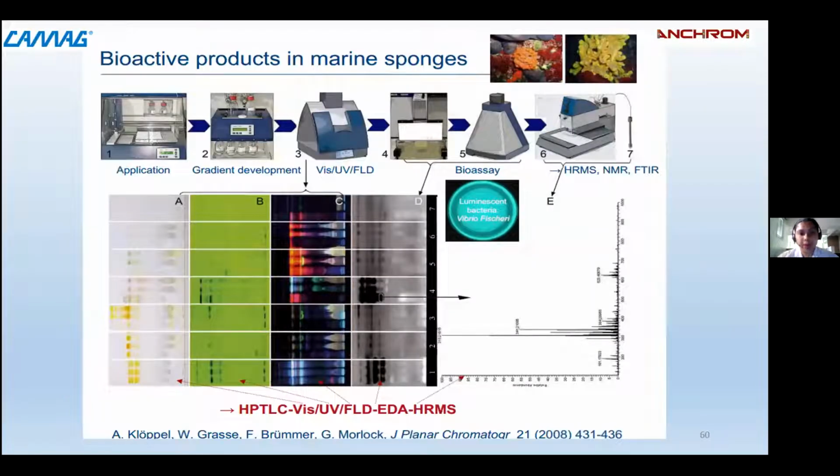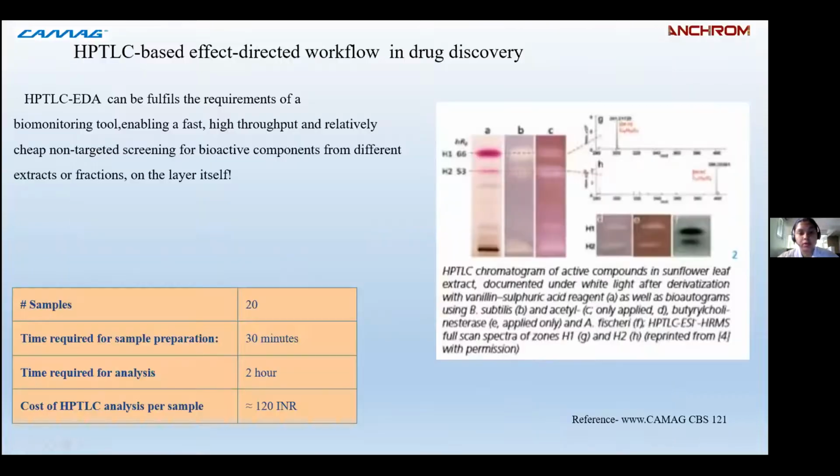So this is an example of bioactive products in marine sponges. What we have done is apply the sample, do gradient development, and then take a photo. ABC is the photo through the visualizer. Then we derivatized it or used the BioLuminizer for taking the photo. And through TLC-MS, we found this toxic compound, the black color compound, and identified what it is through the MS. So this is an example.